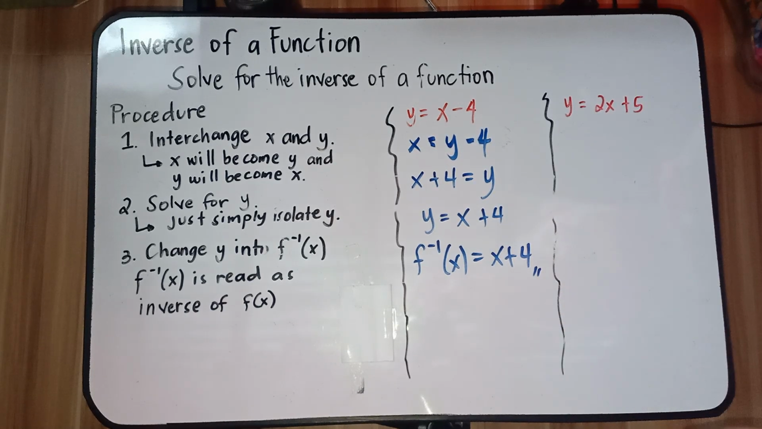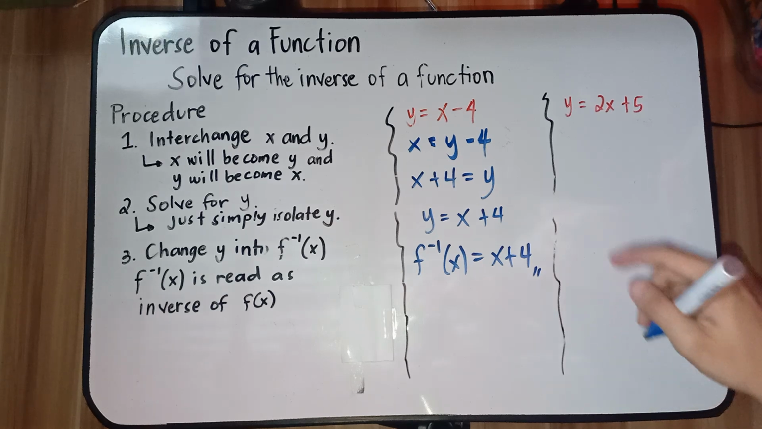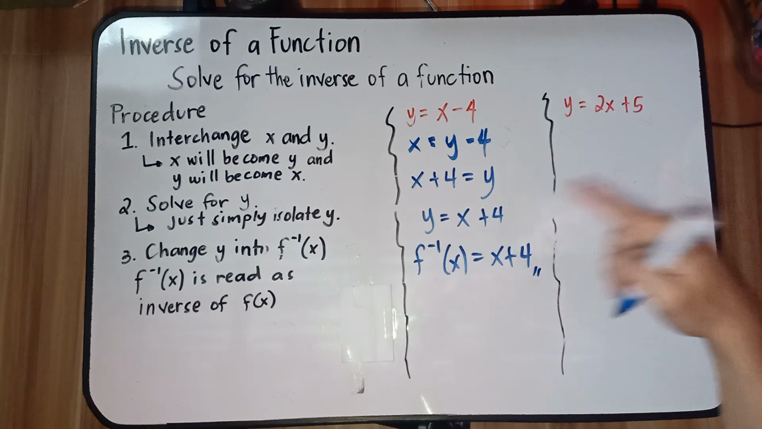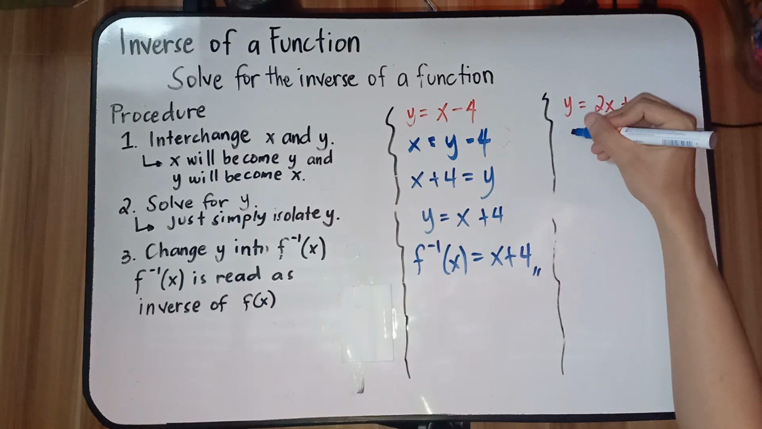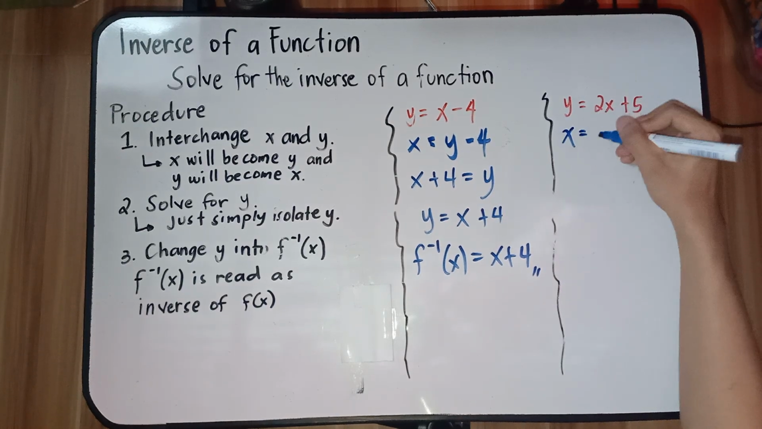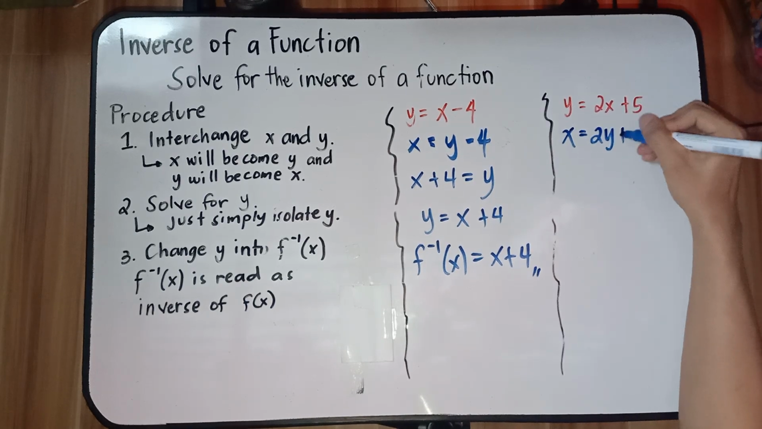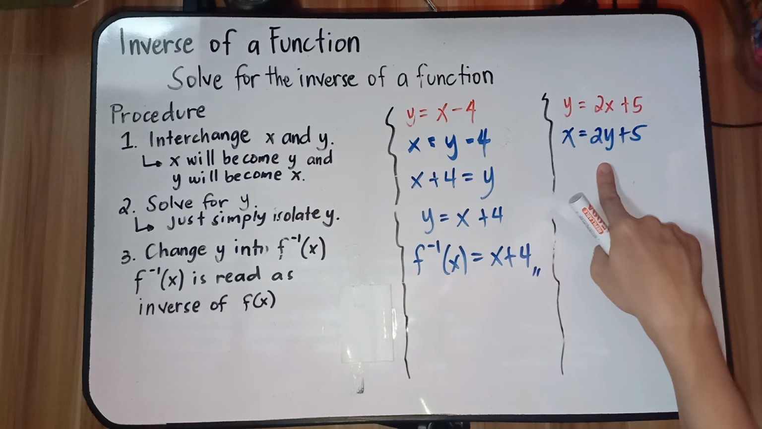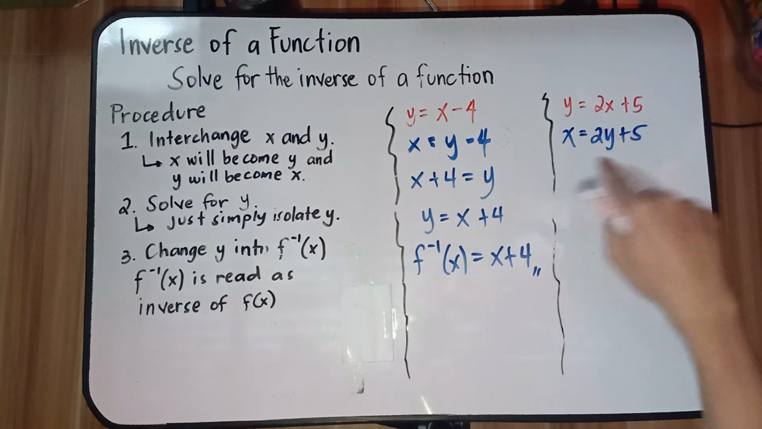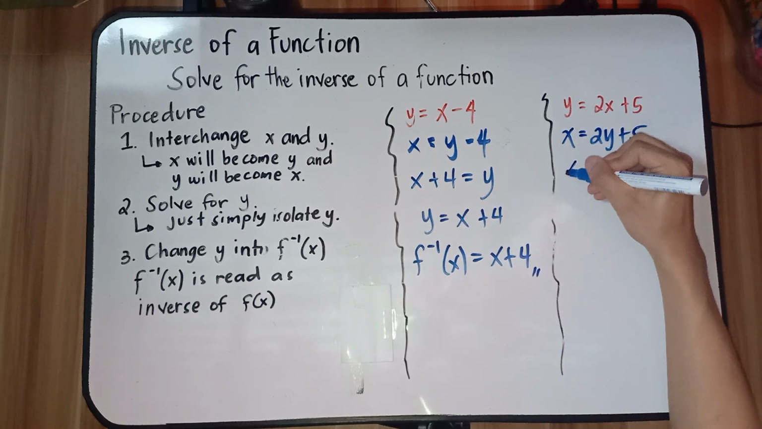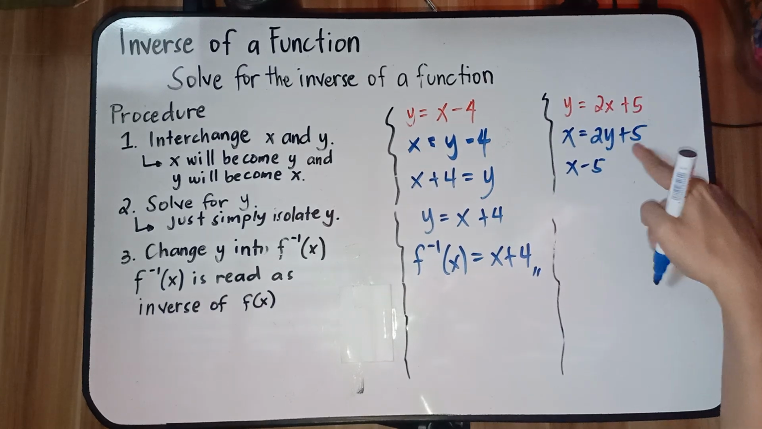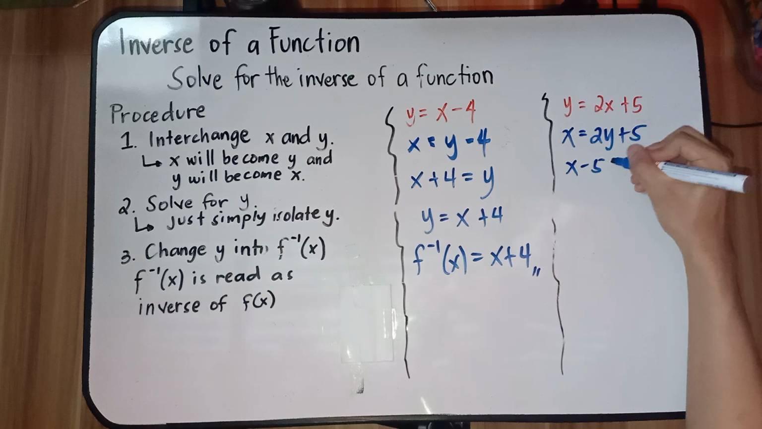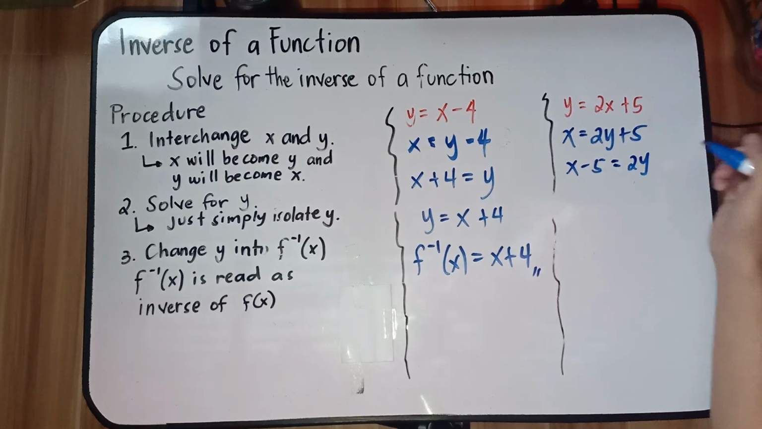For problem number 2, we also need to follow the procedure. Step number 1, we have x is equal to 2y plus 5. And we need to isolate y for step number 2. Transpose 5. So we have x minus 5, since when you transpose positive 5, that will become negative, is equal to 2y.